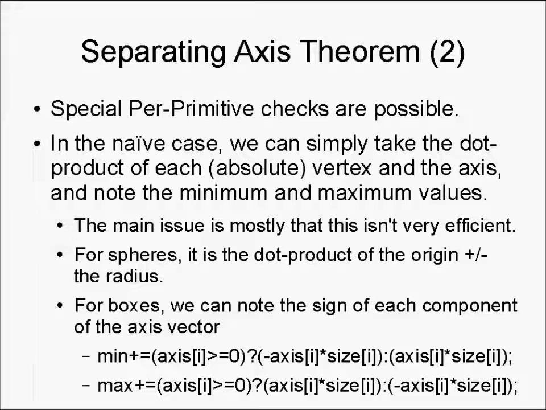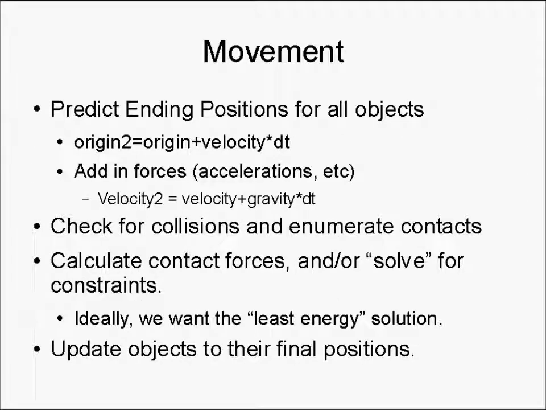For boxes, we can note the sign of each component of the axis vector movement. Predict ending positions for all objects. Check for collisions and enumerate contacts. Calculate contact forces, and/or solve for constraints. Ideally, we want the least energy solution. Update objects to their final positions.